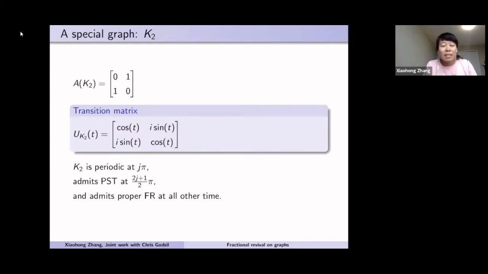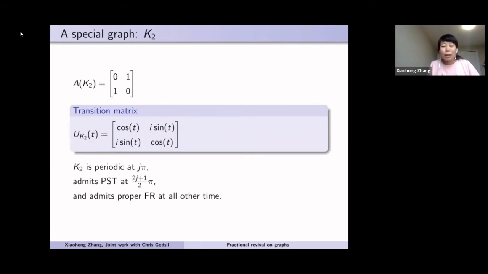Note that in general for graphs, PST and periodicity occur at some discrete, specific times. FR usually also happens in that way. But this graph is very special. There is a continuous time gap where proper FR occurs. This property can help us with some graph construction later. So this matrix is very special. We can calculate the transition matrix through the definition directly.